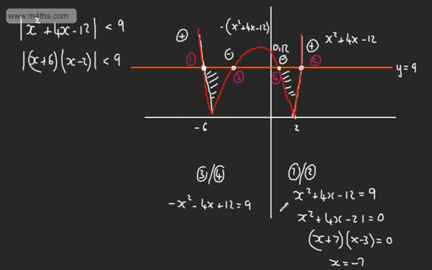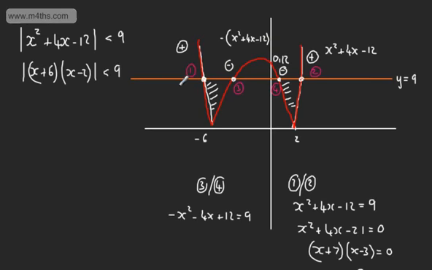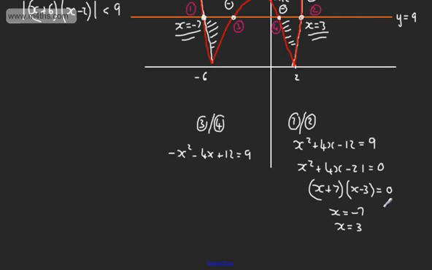So what we can see by the graph is that this is the point where x is going to be minus 7. So 1 is x is equal to minus 7. This one just here is going to be x is equal now to 3. So there are 2 points, that's 1 and 2.